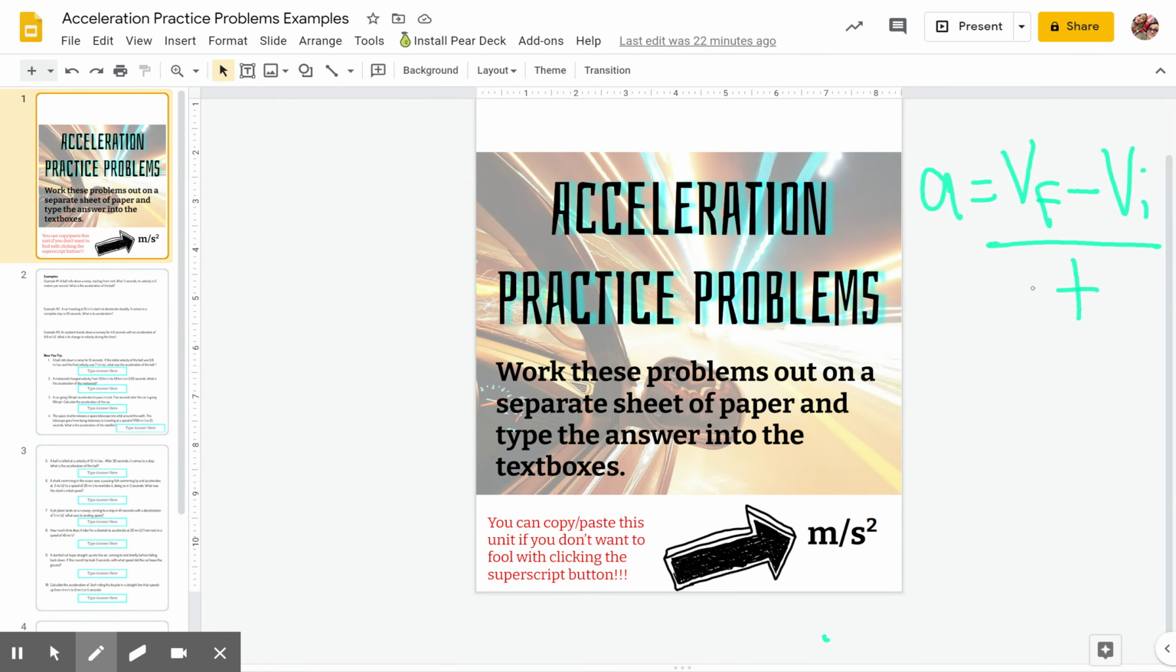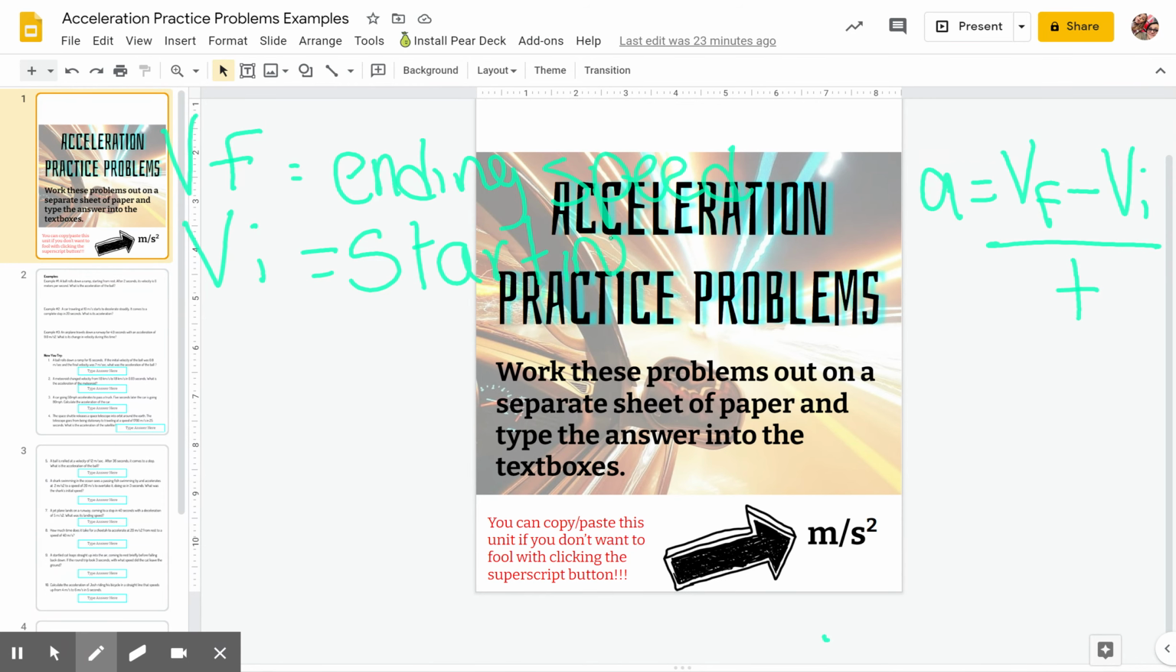And so your final velocity is your ending speed. Your initial velocity is your starting speed. And then time is kind of self-explanatory, and that is just the time that it took to get from one speed to another.